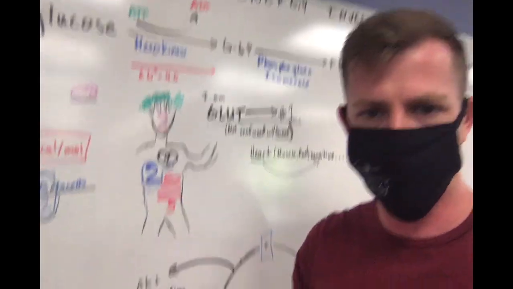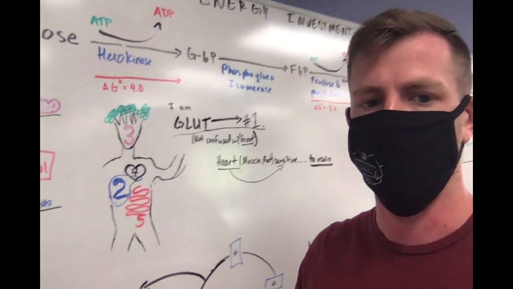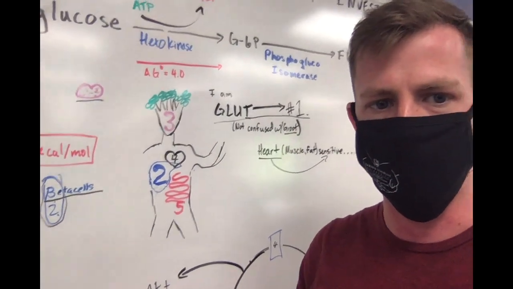Hey everybody, I just want to take a minute to go through glucose transporters and the GLUT transporters within the cell. So let's go ahead and get kicked off with the transporters. All the glucose transporters are called GLUT and then the individual numbers. I came up with a little mnemonic to help us remember everything.